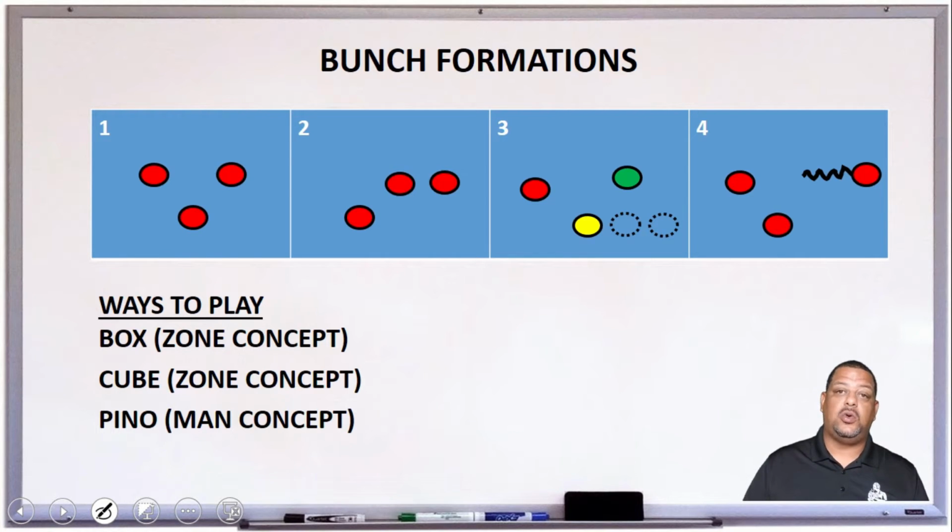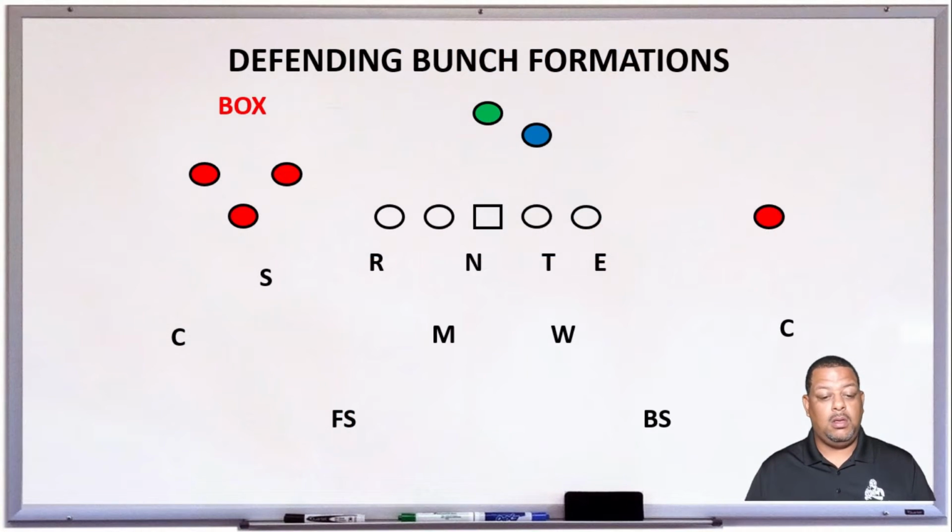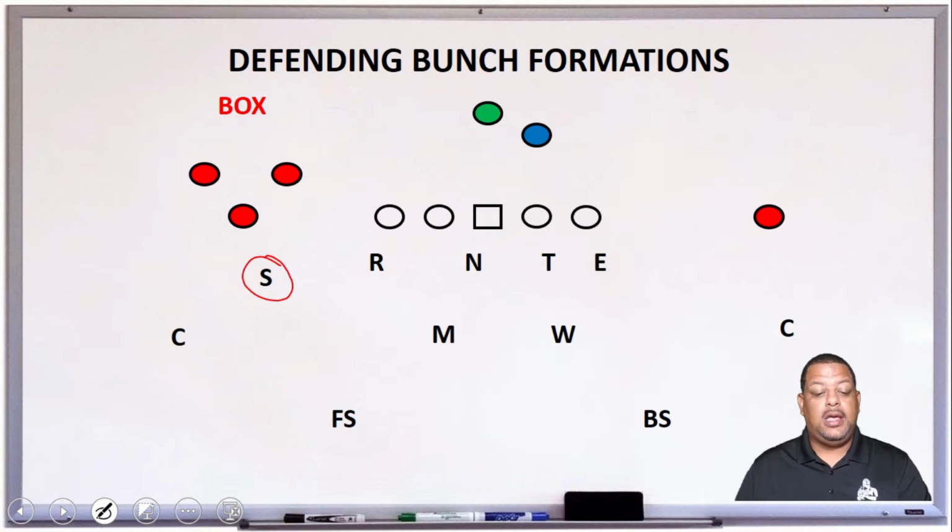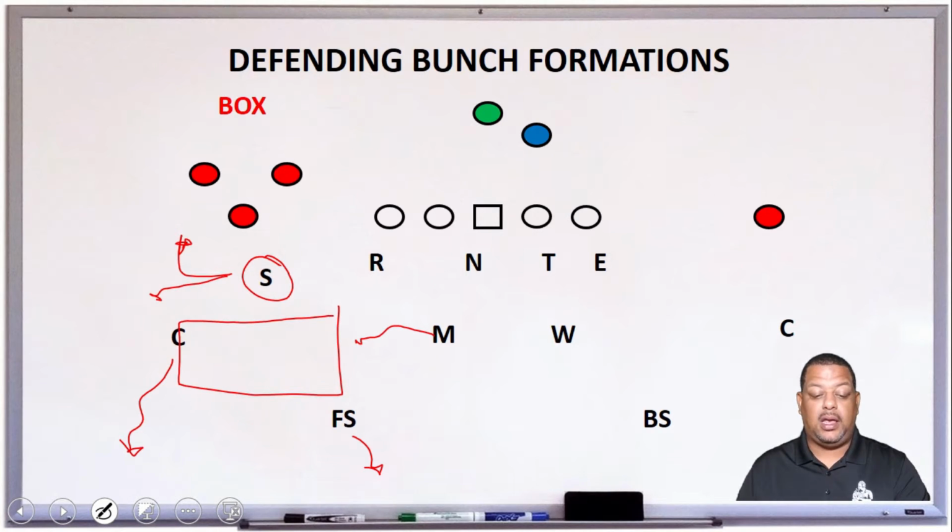So now let's take it to the whiteboard. All right, first set we see right here is box. We're in our box set. What box means for me is that we're going to use our backer here. He's going to create the force. He's going to be the force player when this thing pans out. Our corner is going to have the deep quarter. Our free safety is going to have the inside quarter. Our Mike backer has inside low, and the Sam has the outside low. As you see, we've created a box.